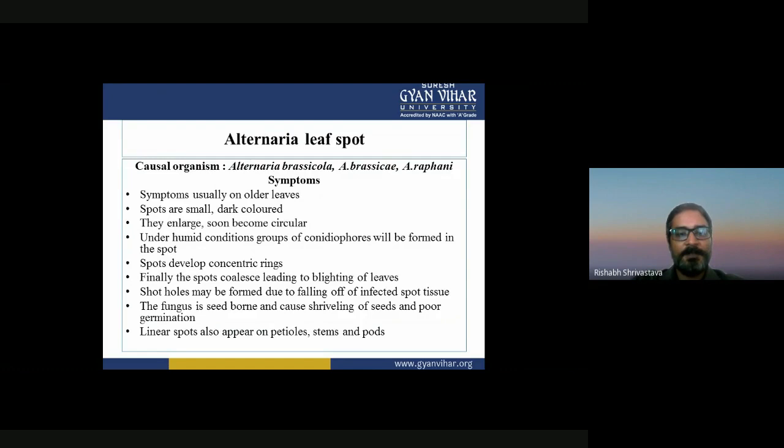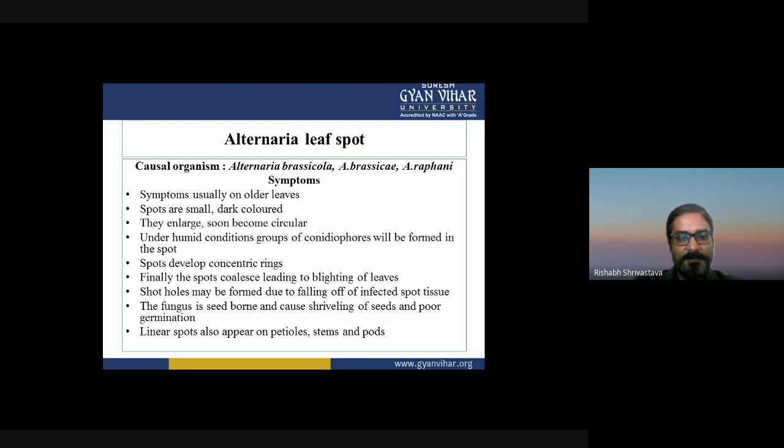Alternaria leaf spot, causal organism: Alternaria brassicola, Alternaria brassicae, Alternaria raphani. Symptoms usually are on older leaves. Spots are small, dark colored. They enlarge, soon become circular. Under humid conditions, groups of conidiophores will be formed in the spot. Spots develop concentric rings. Finally, the spots coalesce, leading to blighting of leaves.